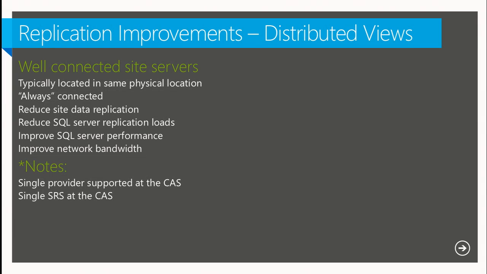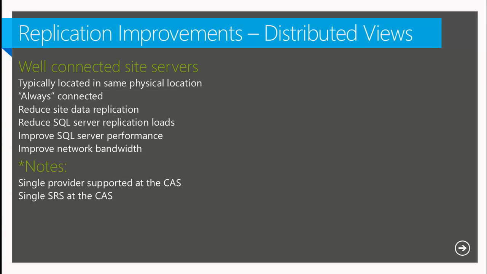When you turn on distributed views, we're only allowing one provider for you to be able to execute distributed views, and that's the provider at the central administration site. So there is a limitation here, and therefore a single SRS at the CAS is also a requirement, so we don't have this double hop authentication, and that's for security reasons.